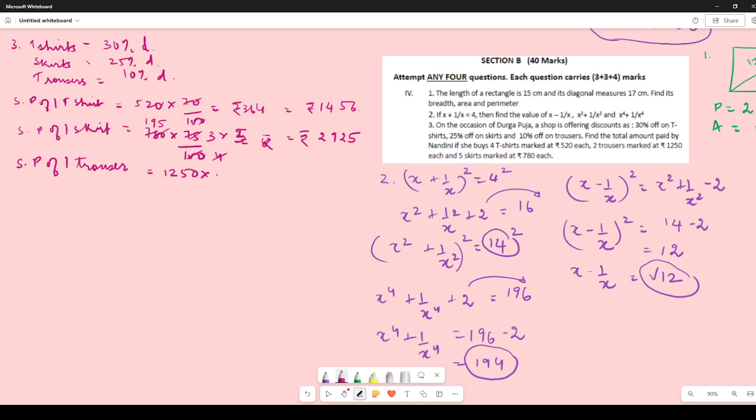1250, and it has 10% discount, so 90 by 100 into 2. How many trousers does she have? 2 trousers, right? So when we do the math, we get the sum as rupees 2250. Now you add all of them up, and the total money which she has spent is 6631. Right. So if you get this right, 1 mark, 2 marks, 3 marks, and this one is for 4 marks. So this question was for 4 marks.